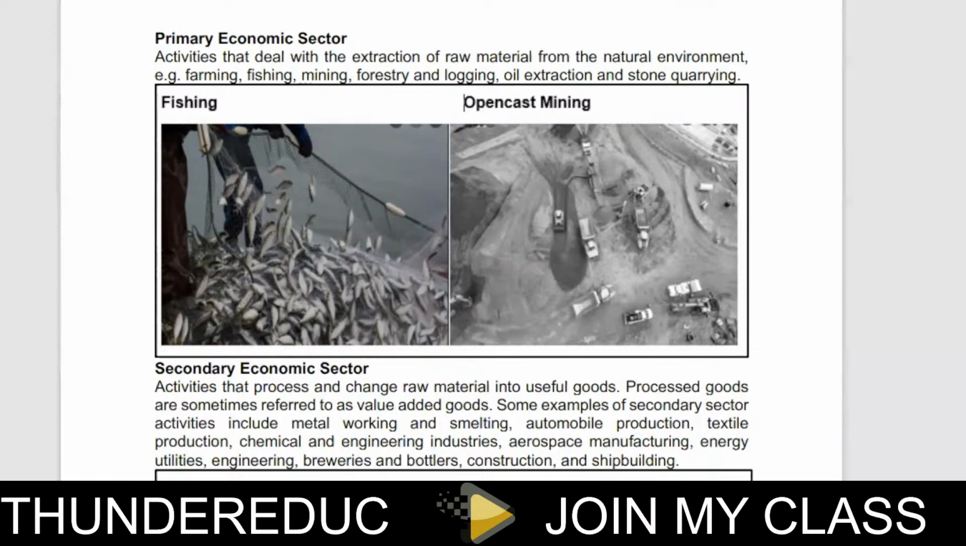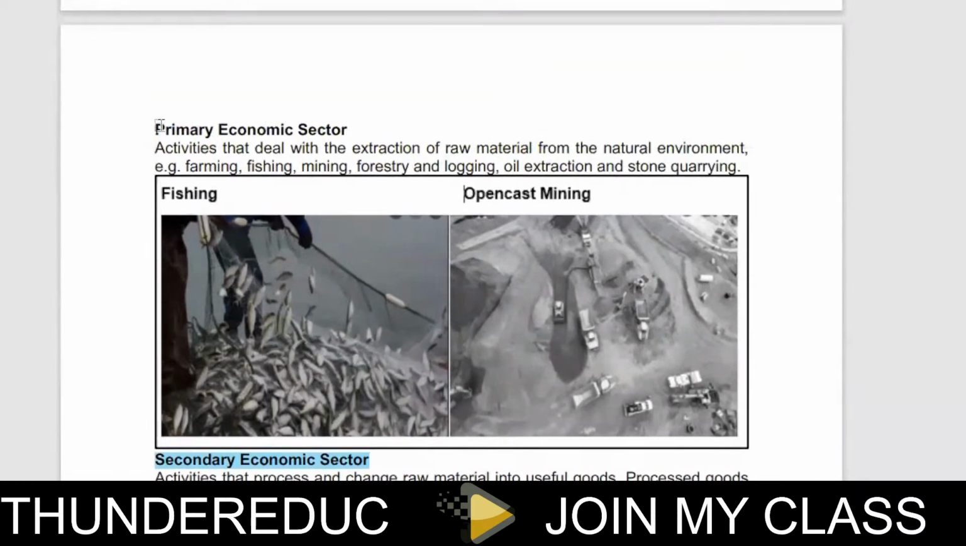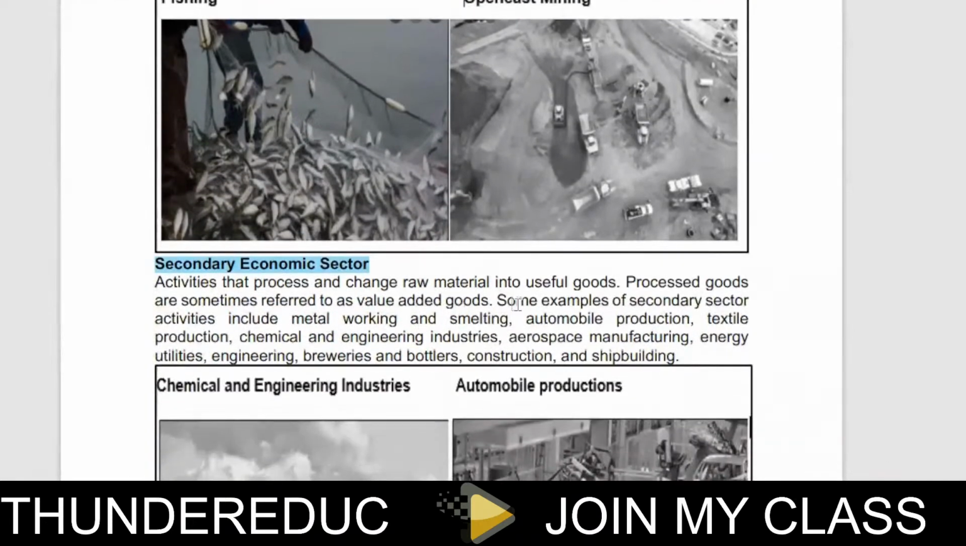Okay, that is primary. Then from primary, we have another activity that follows. That is the secondary activity. This activity, which you call the secondary activity, is dealing with the changing of the raw material into a useful or finished product. In other words, if in the primary you were getting raw material from nature and you don't process it, here there is processing of raw material so that you can get a final product.